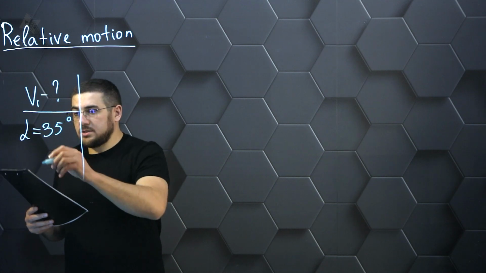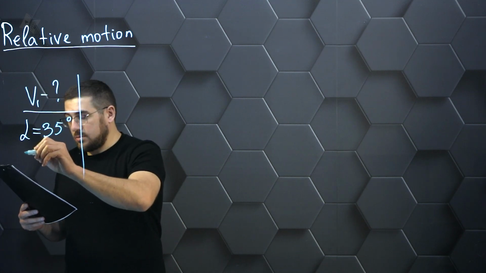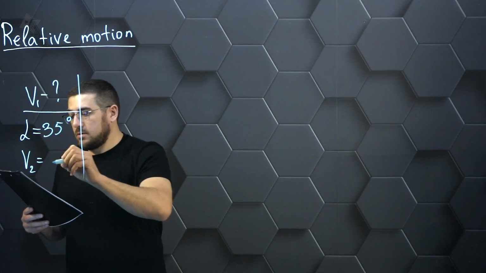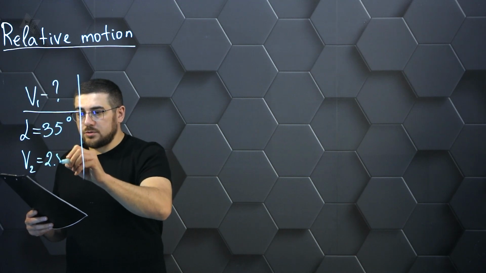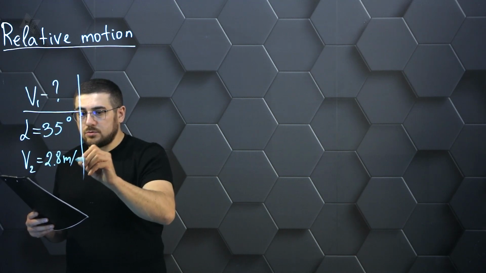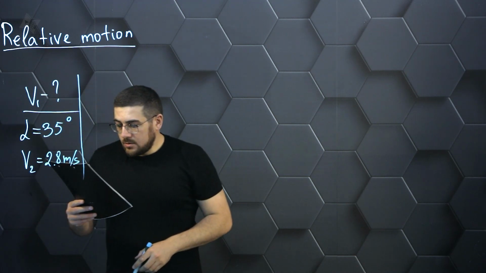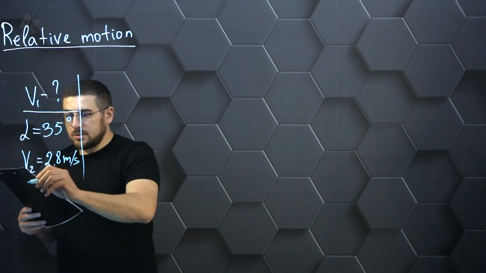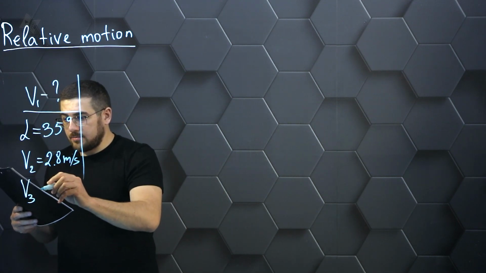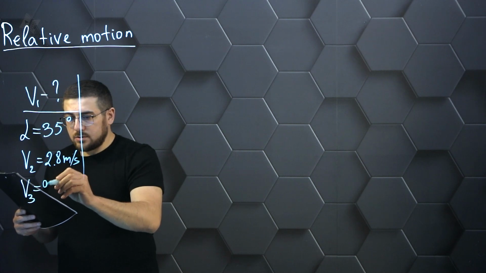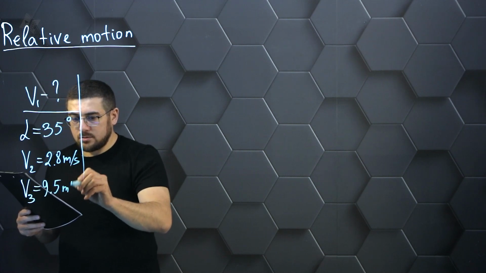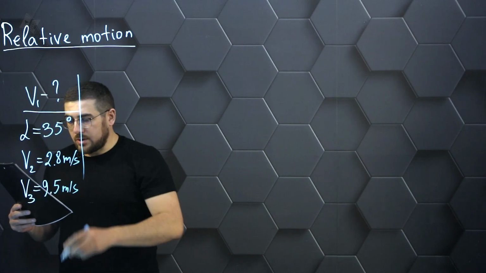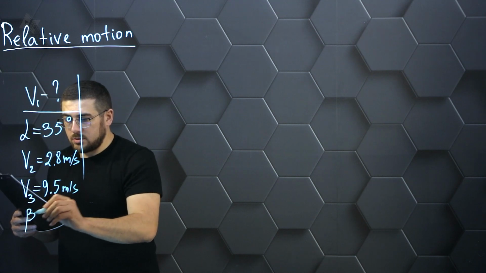Then we know that the velocity of the river flow, let's denote it as v2, is 2.8 tenths of a meter per second. And it is also known that the velocity relative to the ground of this jet ski, let it be v3, is 9.5 tenths of a meter per second and is directed at an angle of 20 degrees.